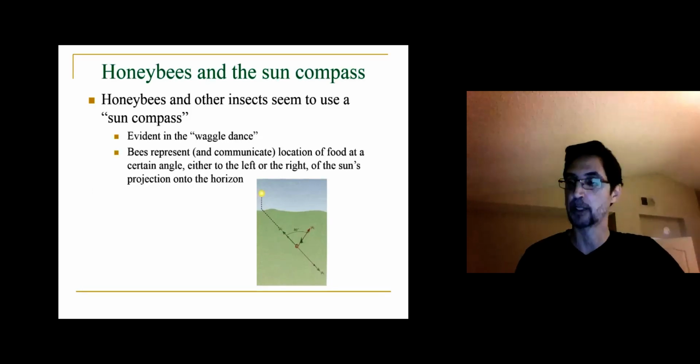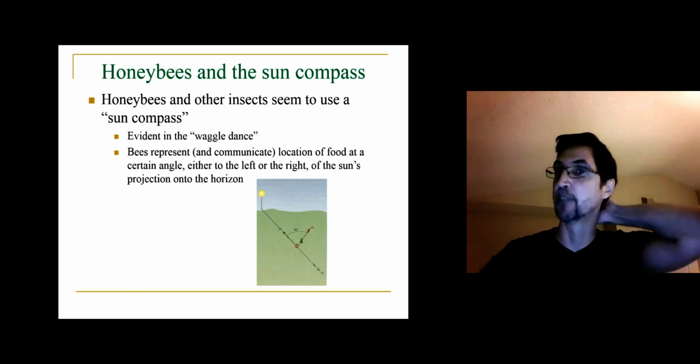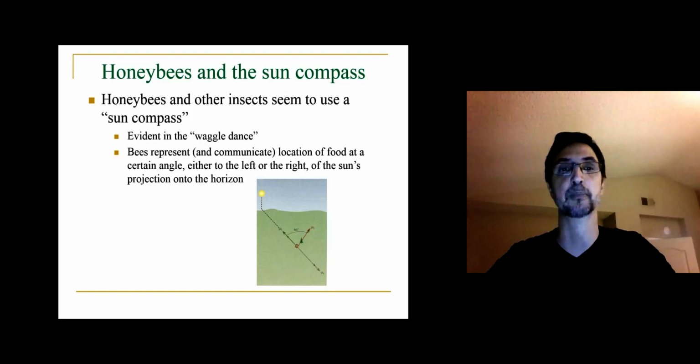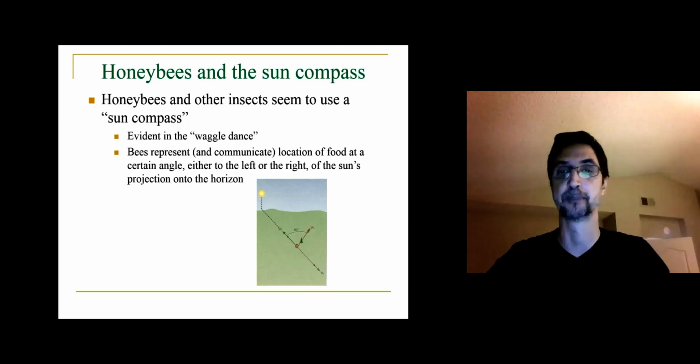But let's start with the sun compass, and although many species seem to make use of the sun compass, I want to focus on how honeybees make use of it. And this is because bees, as you might have guessed already in this course, are my favorite experimental animal. And the fact that they use a sun compass is evident from their waggle dance, which I'll discuss and decode in a moment. But basically, bees are able to represent and communicate the location of a food source at a certain angle, either to the left or to the right of the sun's projection onto the horizon.